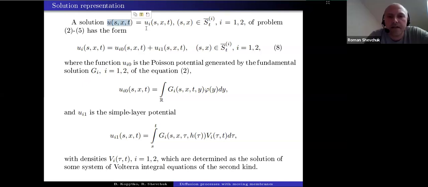u of s xt equals ui s xt of problem 2.5 has the form of a sum of the Poisson potential and the simple wire potential. Here gi is the fundamental solution of the corresponding parabolic equation. And densities vi are determined as the solution of some system of Volterra integral equations of the second kind.